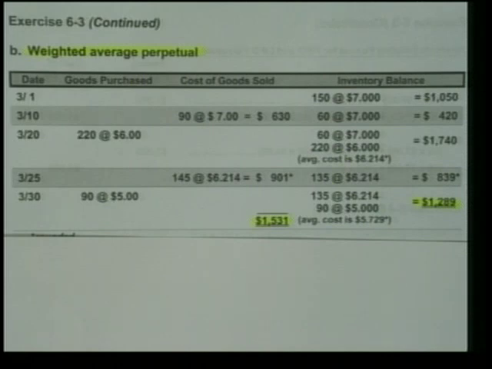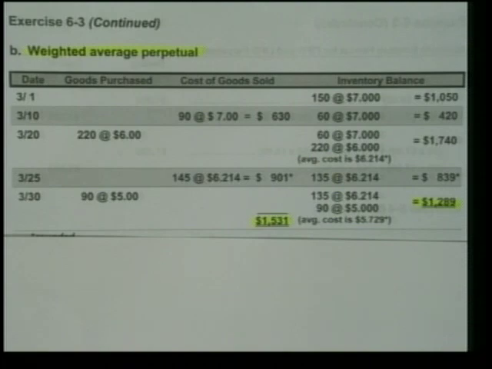Now, what is the total for weighted average? What's the total of the cost of goods sold plus the inventory? Once again, it's $2,820, isn't it? You see that? So you could use that to check your answer if you would like. We only need to figure out the weighted average cost right before we make a sale. Okay? So that's the answer to the weighted average perpetual, or weighted average on exercise 6.3. Any questions on that? Did you guys get that?